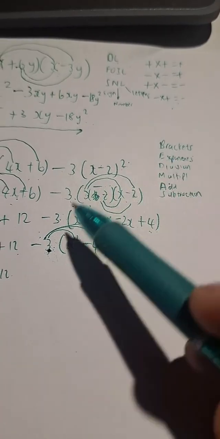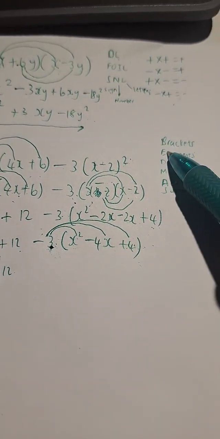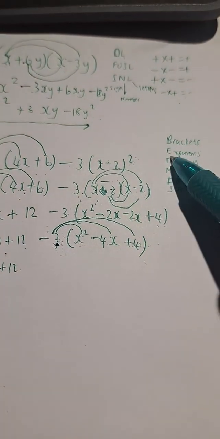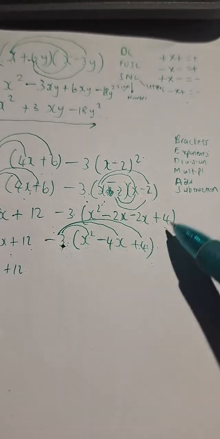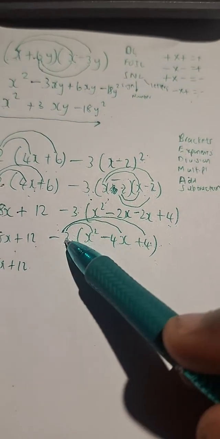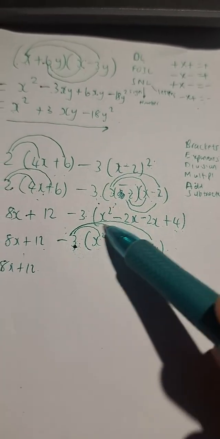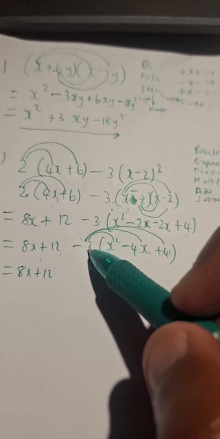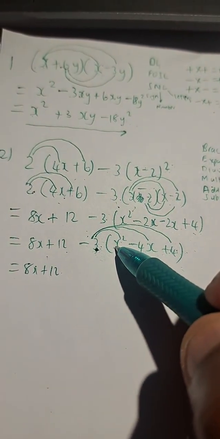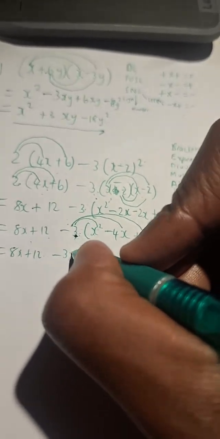Brackets, exponents, right? We took care of exponents. Division, remember the negative 3 and the bracket mean multiplication. Brackets mean multiply, and this negative 3 has an entire household to take care of. So we distribute. Then when we distribute, negative times positive x squared, we get negative 3x squared.